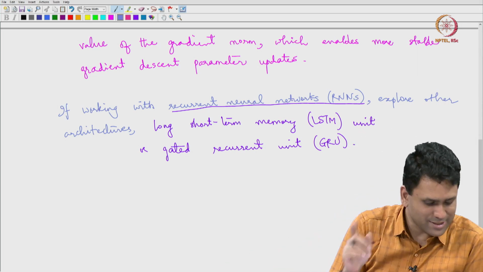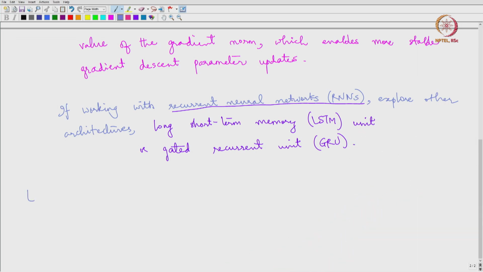So, let us go ahead and see the simple example of a logic gate implemented through a neural network. So, the next topic is an example of a logic gate, the OR logic gate, as a neural network.